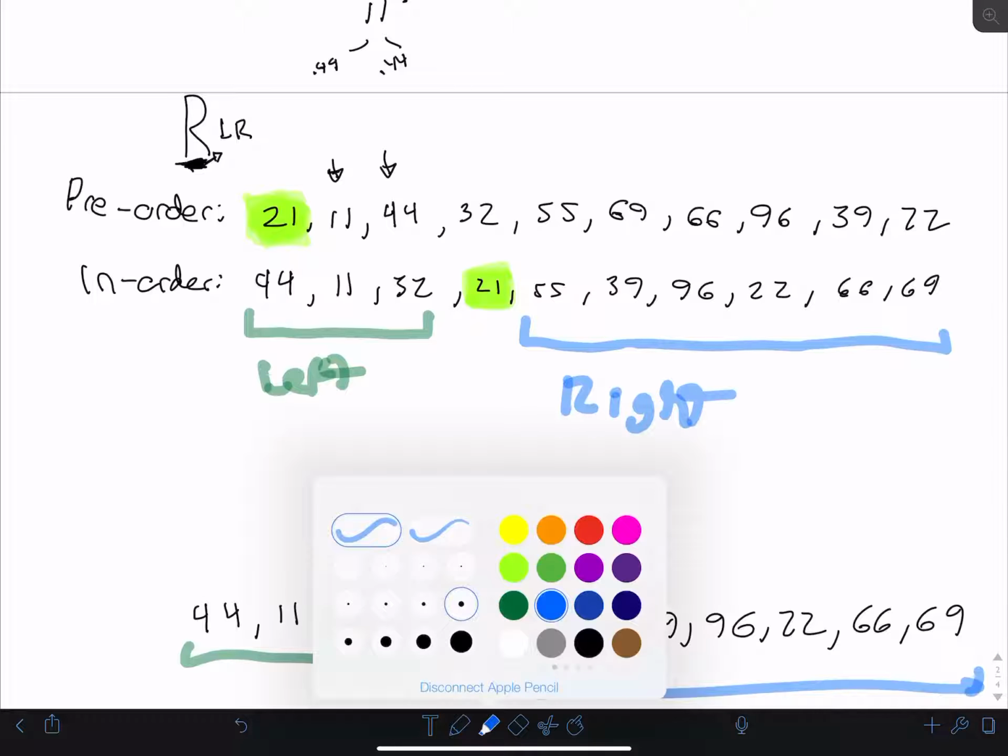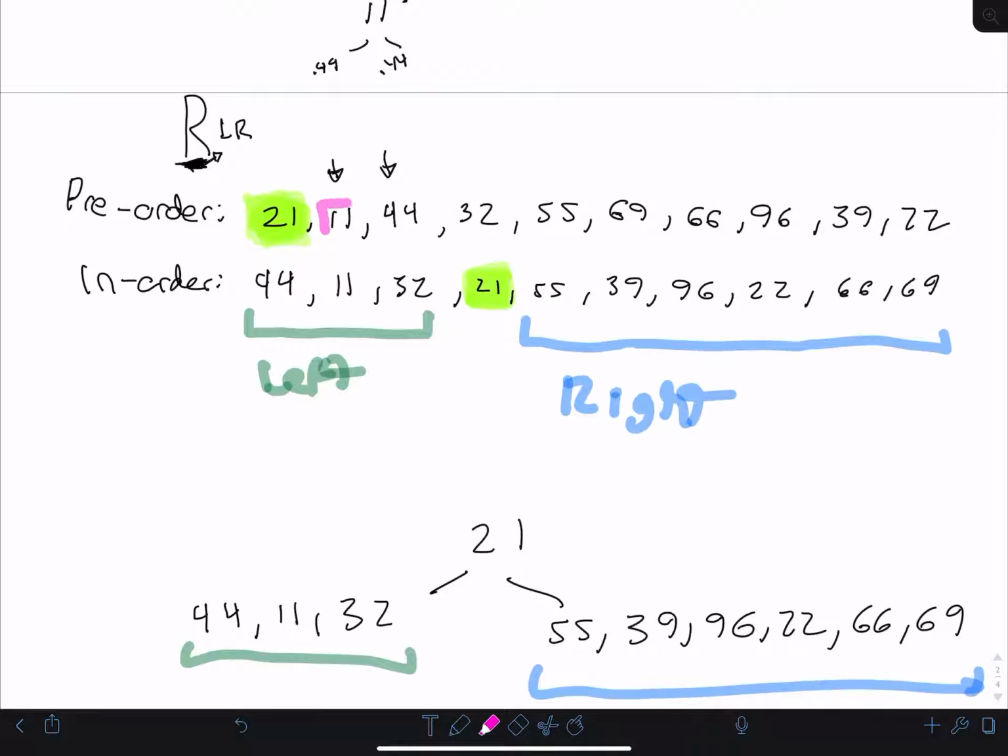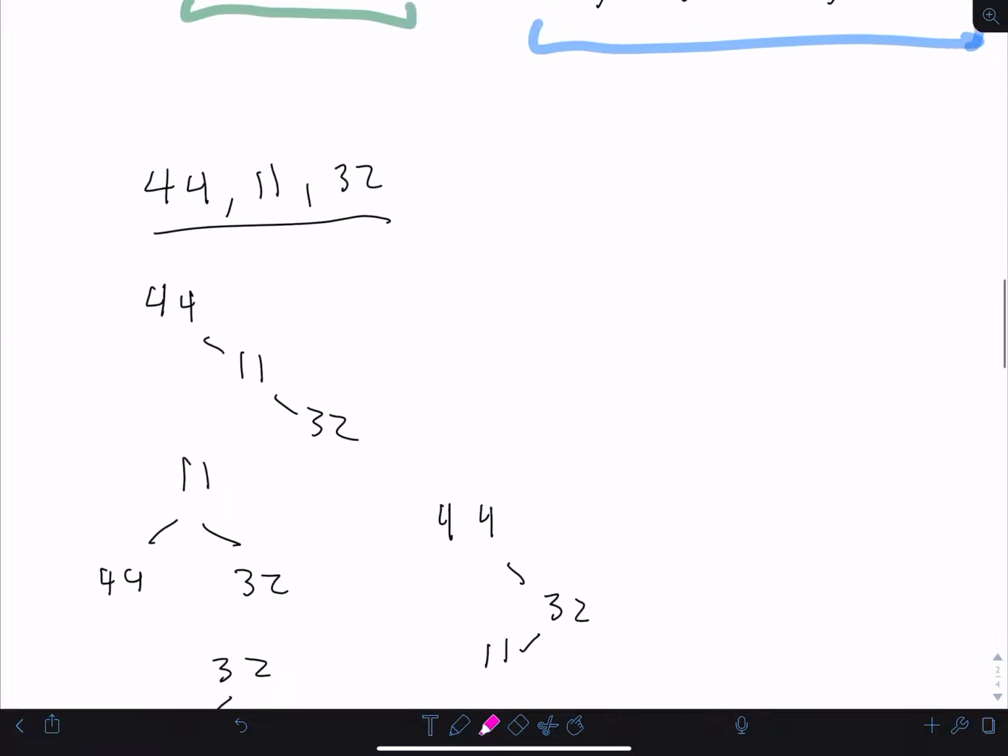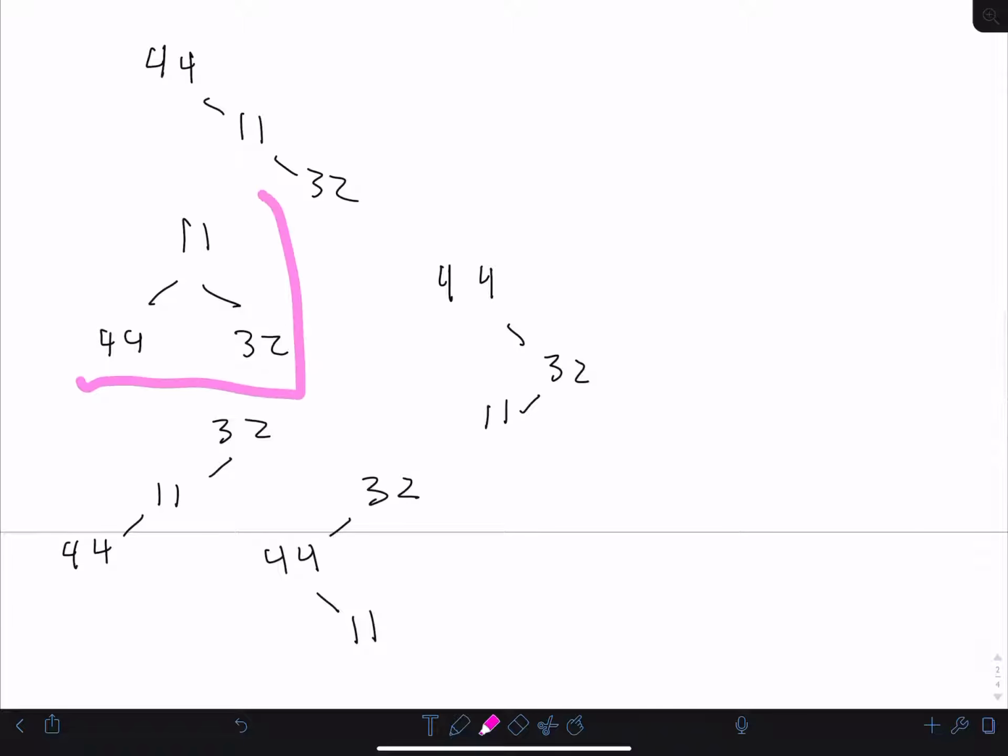we can highlight this in a different color as the next root that we're going to see. And that means that that is going to be the child. So that means that it's going to be this case.